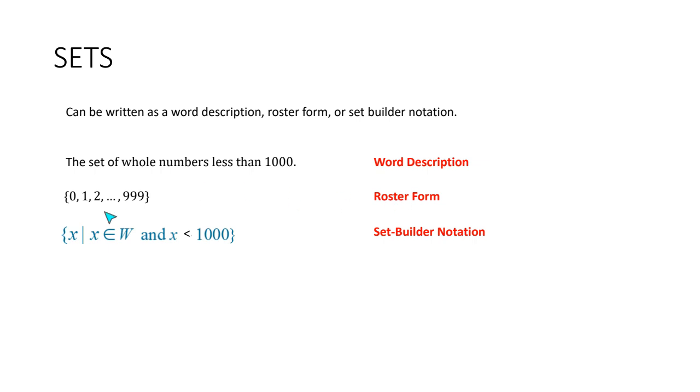And then the second line here is an example of a roster form. This is listing the actual numbers. So the whole numbers start at 0 and we go all the way to 999. And then the third example is a set builder notation. Here we indicate that X is an element of the whole numbers and X is less than 1,000.